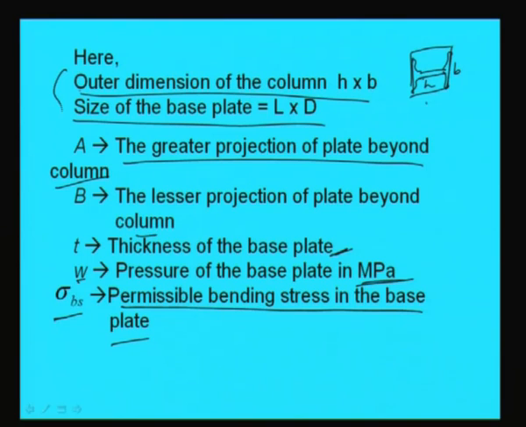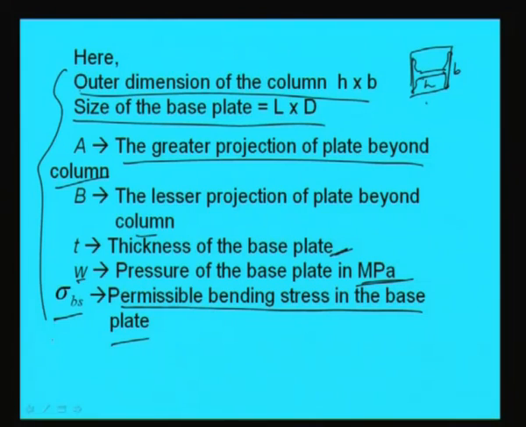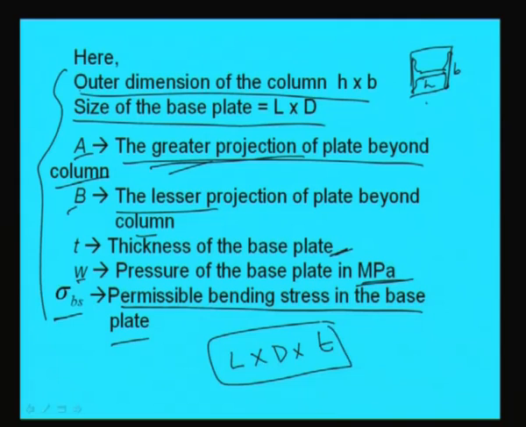So, these are the parameters which will be required for calculation of the dimension of the base plate, right. Remember, this A and B is the projection of plate beyond the column, right. One is the greater projection, meaning in the greater direction, and another is the lesser one, and T is the thickness of the base plate. Now, we have to find out the L value, D value and T value of the base plate, right.